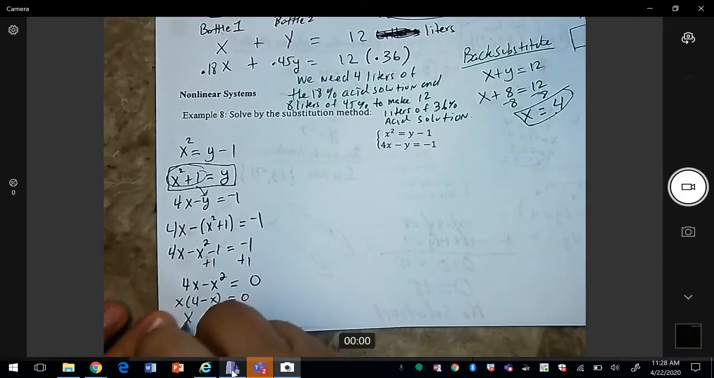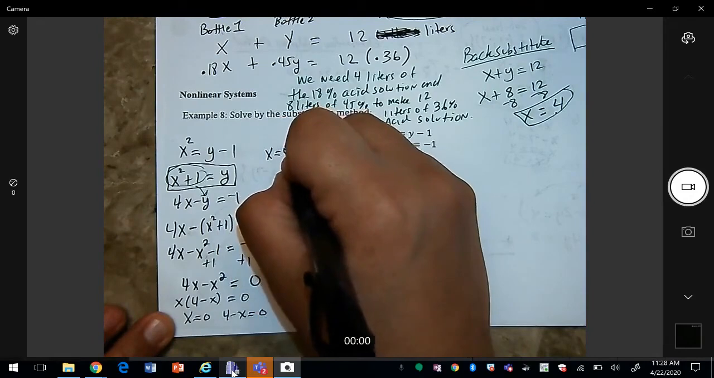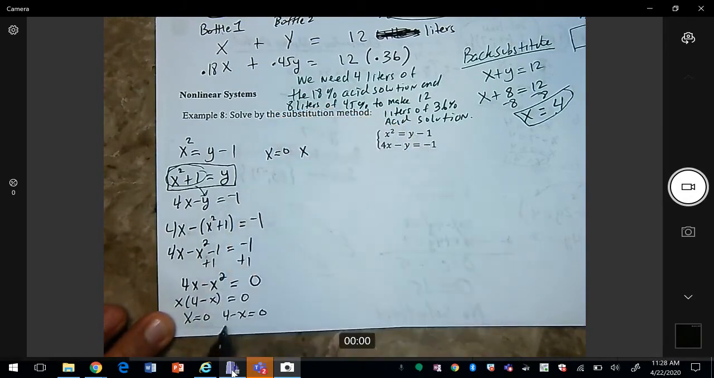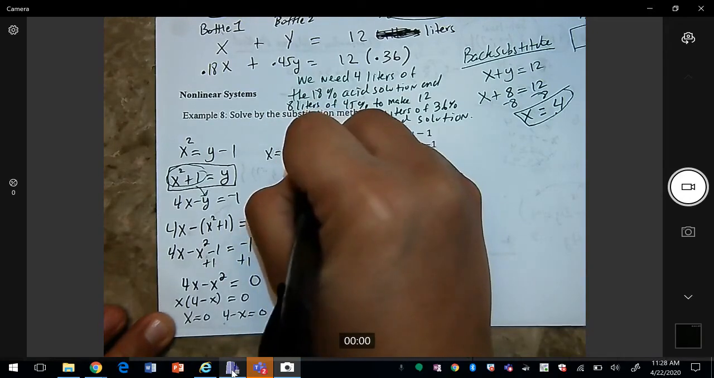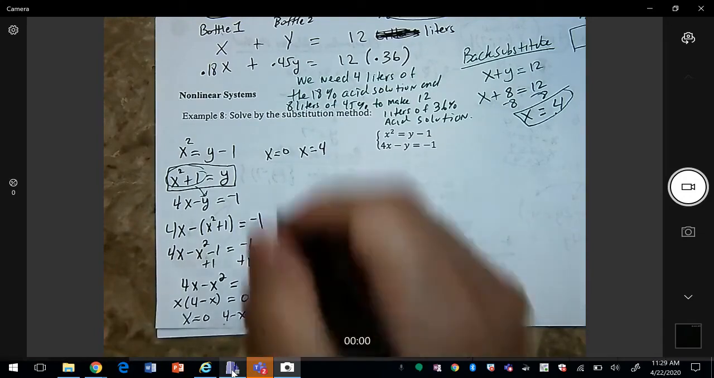So I'm going to have x is equal to 0 and 4 minus x is equal to 0. So my solution here is x is equal to 0 and x is equal to 4. So we get negative x equals negative 4 and then divide by negative 1. x equals 0 and x equals 4. So now we need to back substitute.